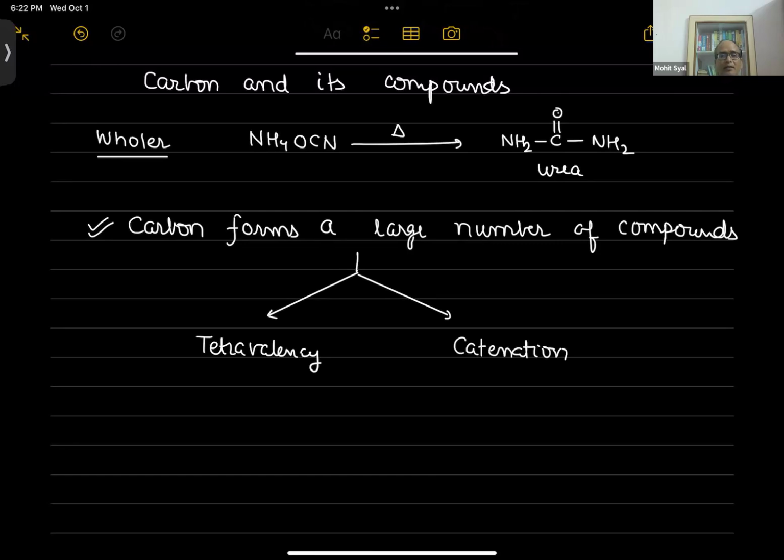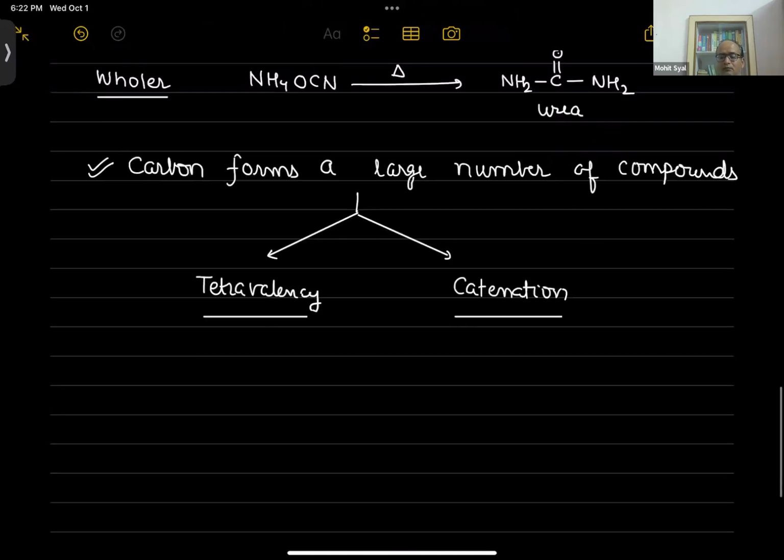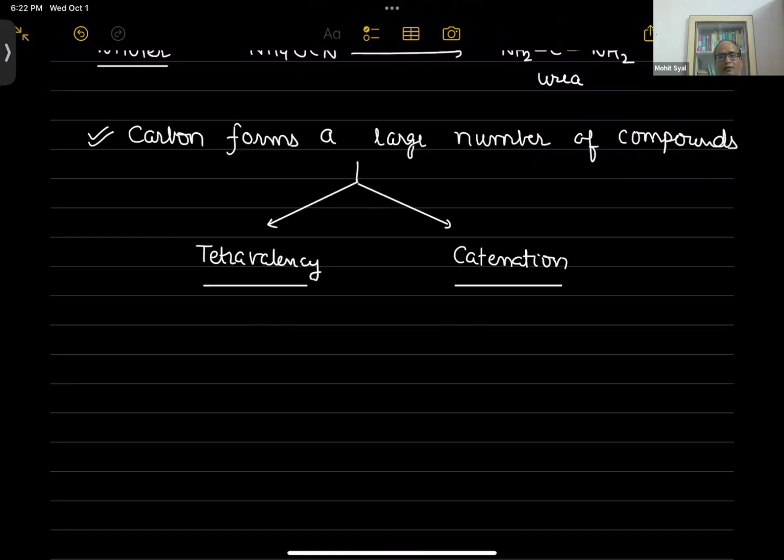And the other property is catenation. Nabila, what do you mean by tetravalence? Four bonds can be formed. Yes, four bonds can be formed. So carbon can form four bonds. You can see it like this.